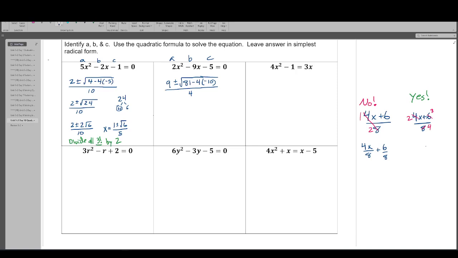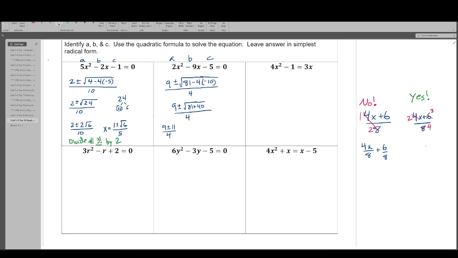Okay, so we have 9 plus or minus that. So 9 plus or minus the square root of 81 plus 40 over 4. 81 plus 40 is 121. So 9 plus or minus the square root of 121, which is 11. That's a perfect square. So any time that we end up with a perfect square, 9 plus or minus 11 over 4, that's a clear indicator that this was not the best method to solve this problem.